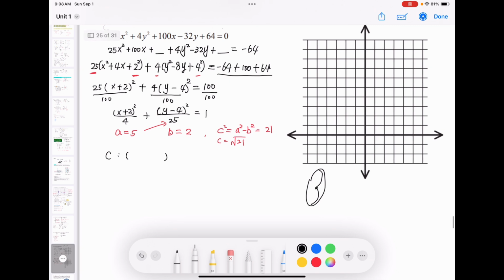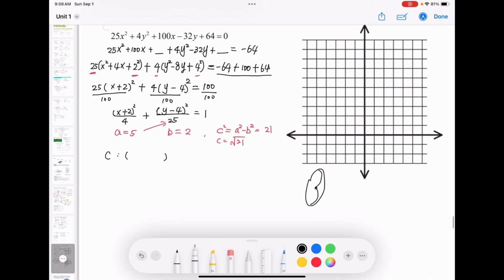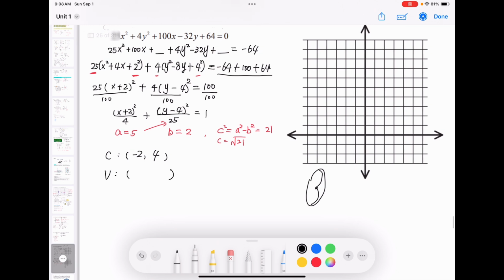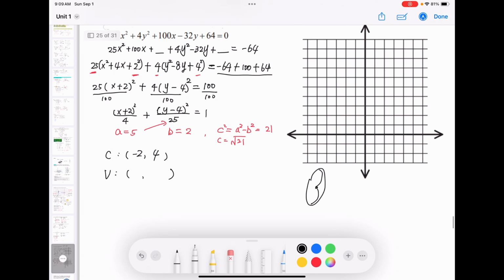So the first one is find the center, which is (-2, 4). For the vertices, there are 2 vertices. They have the same x value as my center, -2. Based on the 4, go up and down 5 units. So 4 plus 5 is 9. And another vertex is (-2, 4 minus 5), which is (-2, -1).